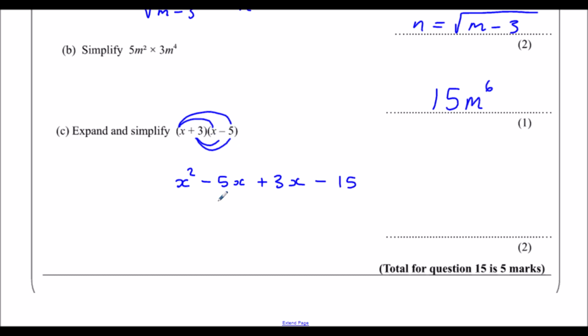So that's expanded. We need to simplify so we can collect the like terms. So we've got x squared. We've got negative 5x plus 3x. Or the other way around, 3 x's take away 5 x's, which is minus 2 x's, and minus 15.